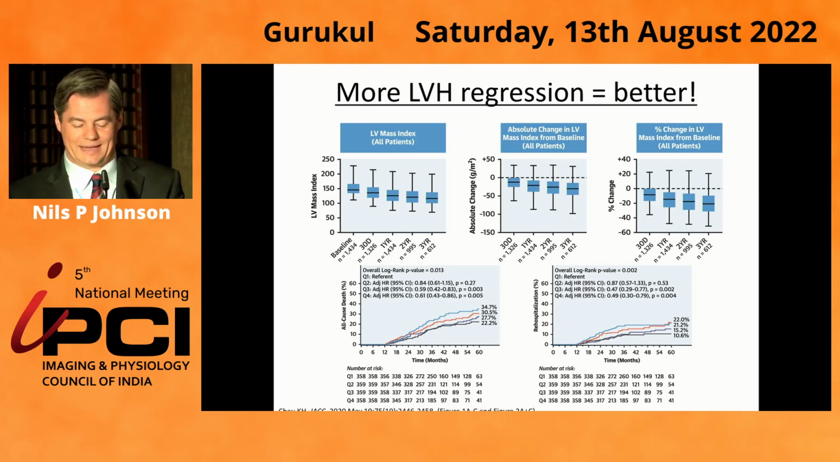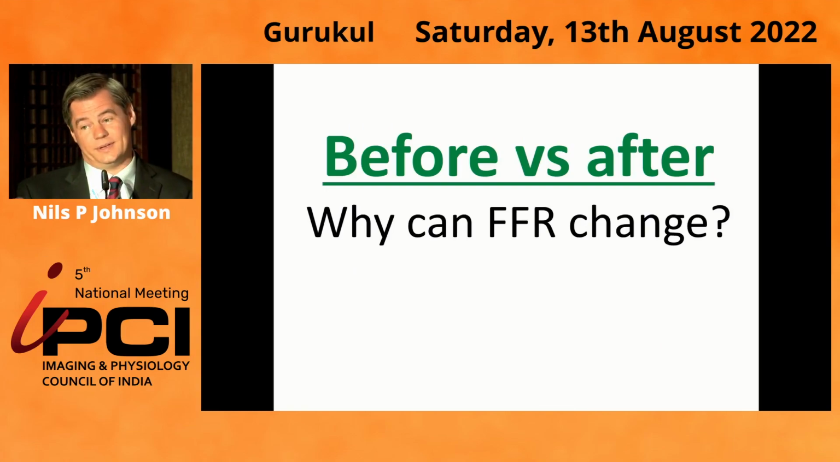That's how much LV mass index reduces. It drops quite a bit, even within the first month, but it probably takes another year or 2 to fully regress. And the more regression you have, as seen at the bottom, the better your chances of avoiding all-cause death or hospitalization.